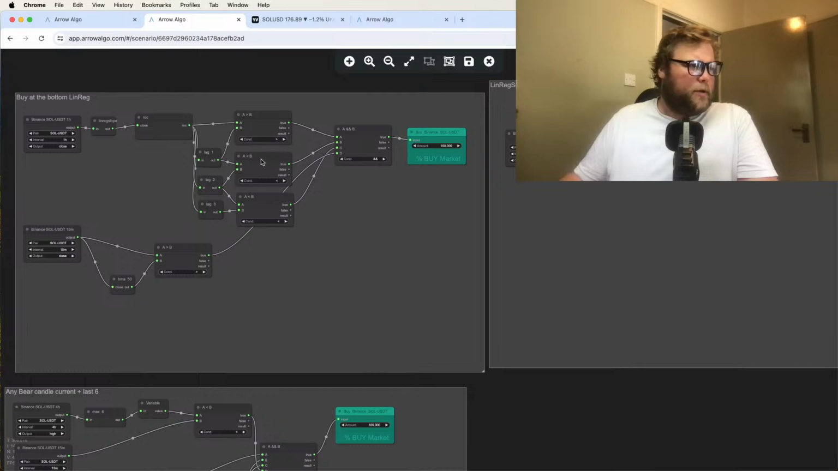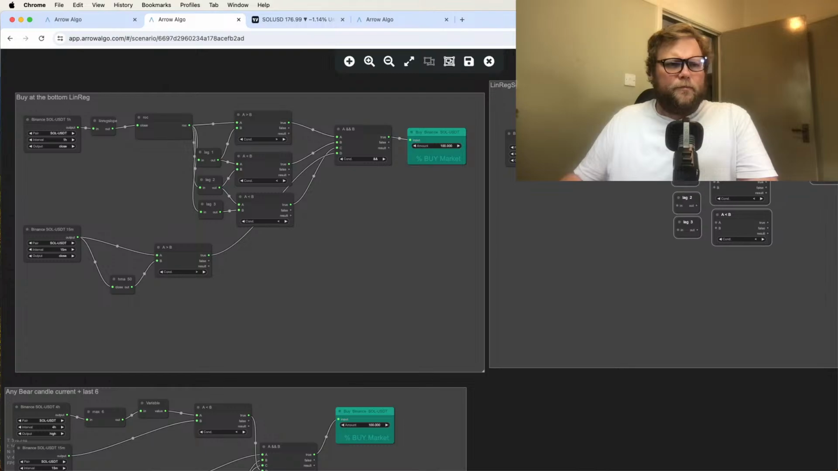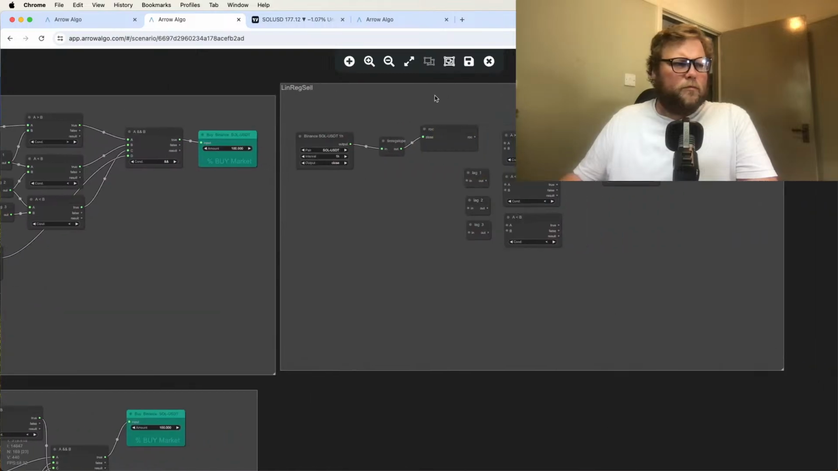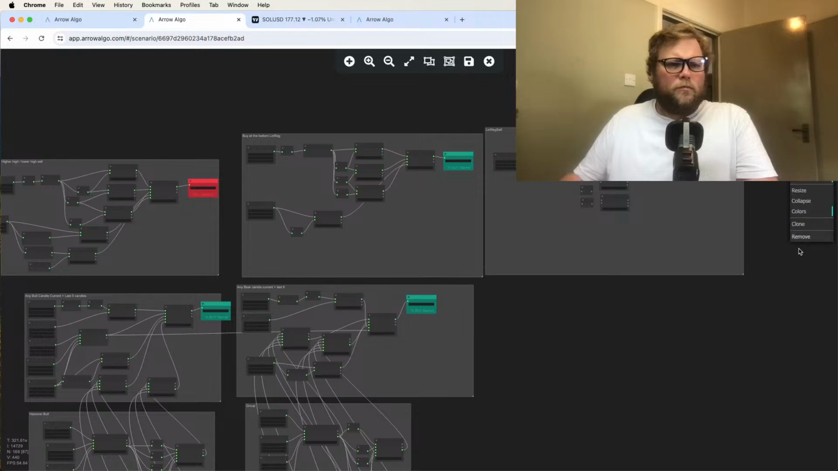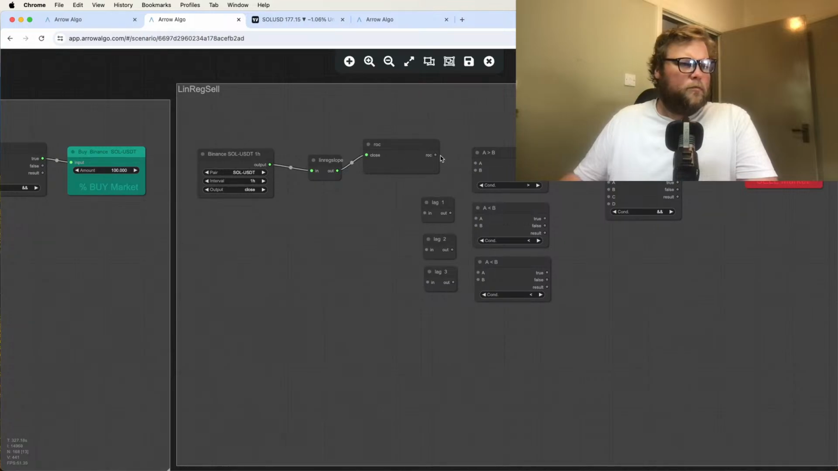So we can use our multi-selector button, highlight them all, and clone them all. Connect them all up. And because we're doing the opposite, we're going to flip the values around.